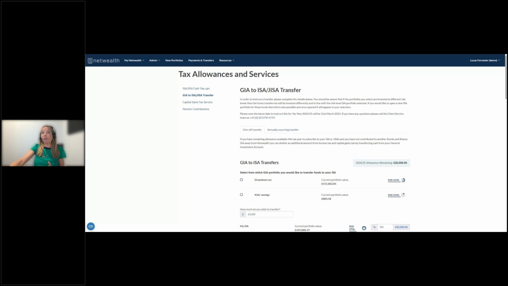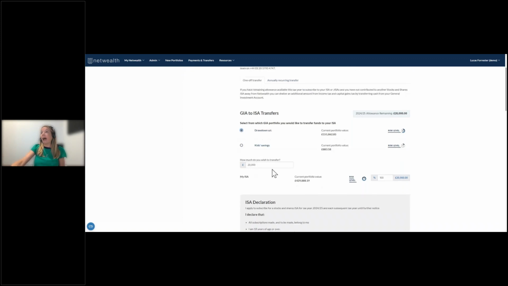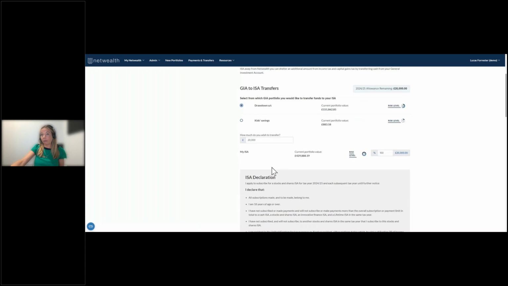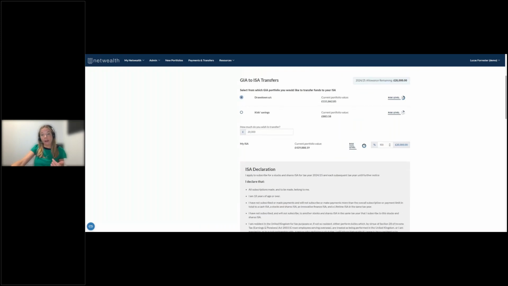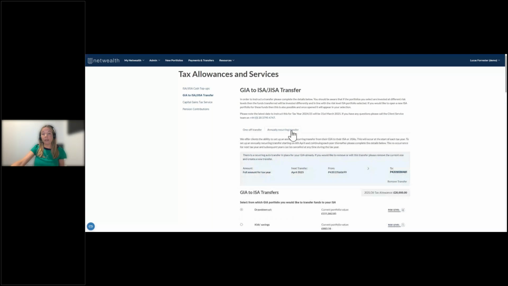So we enabled clients to instruct us to do so via this dashboard here, where they can select perhaps their drawdown account, how much they'd like to transfer, and the ISA portfolio they wish for it to go into. Once we've received that instruction, we'll action it straight away. Clients, if they're nervous that they may forget to do so at the beginning of each tax year, can simply instruct us to do it on an annually recurring basis going forwards, which means we will, of course, remind you that we're going to do it at the beginning of each tax year, but we'll go ahead and do it anyway unless we receive instruction otherwise from you.